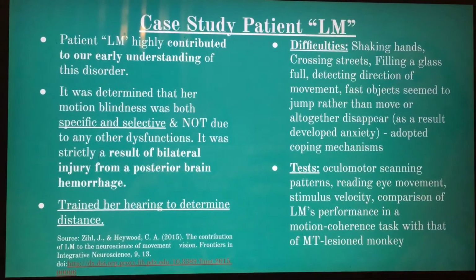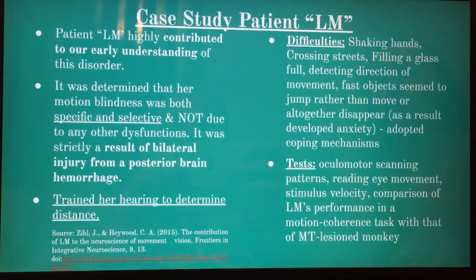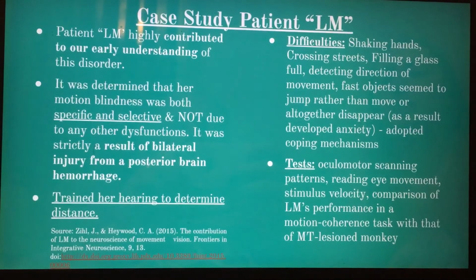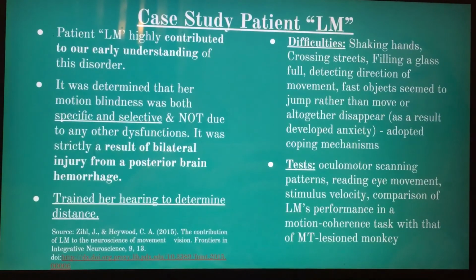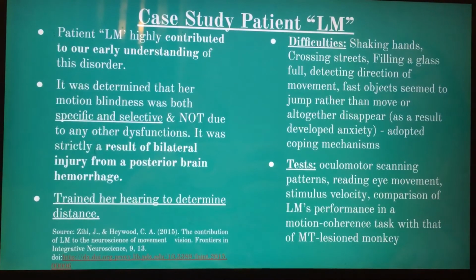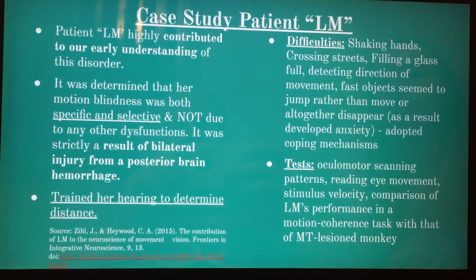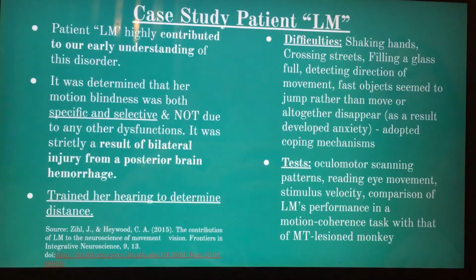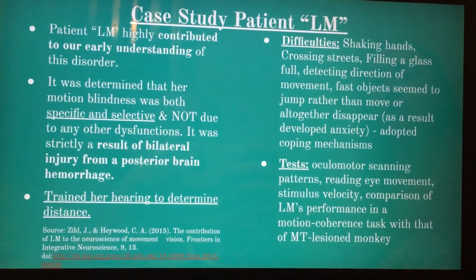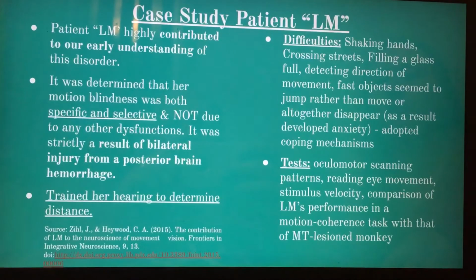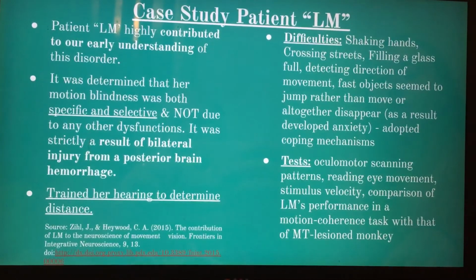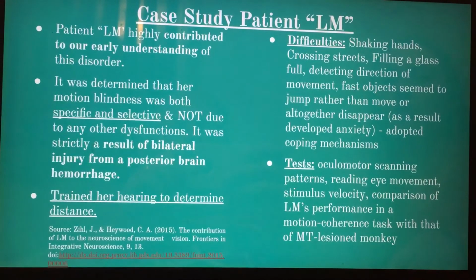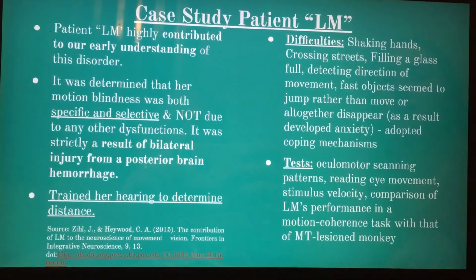Patient LM highly contributed to our early understanding of this disorder. It was determined that her motion blindness was both specific and selective and not due to any other dysfunctions. It was strictly a result of bilateral injury from a posterior brain hemorrhage. She had difficulties with shaking hands, crossing streets, and filling a glass, as she could not detect rising direction of movement. Fast objects seemed to jump rather than move, or altogether they disappeared. As a result of this, she developed extreme anxiety. Therefore, she adopted multiple coping mechanisms.